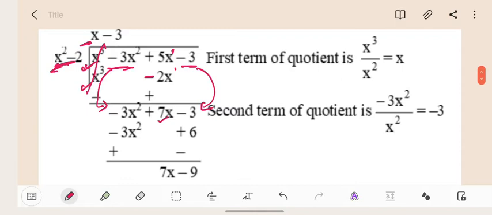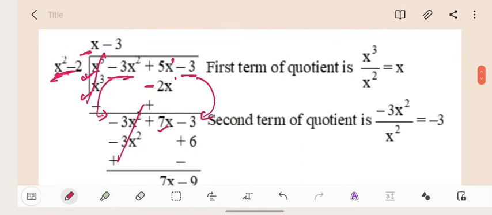So we'll multiply with minus 3. You get minus 3x squared, then 3 2s are 6. And after changing the sign and cancelling out the numbers, you get plus 7x minus 9. So if you see here, this is the first term of the quotient, that is x cubed by x squared equals x, and then minus 3x squared by x squared will give you minus 3. So this is the quotient part, x minus 3.